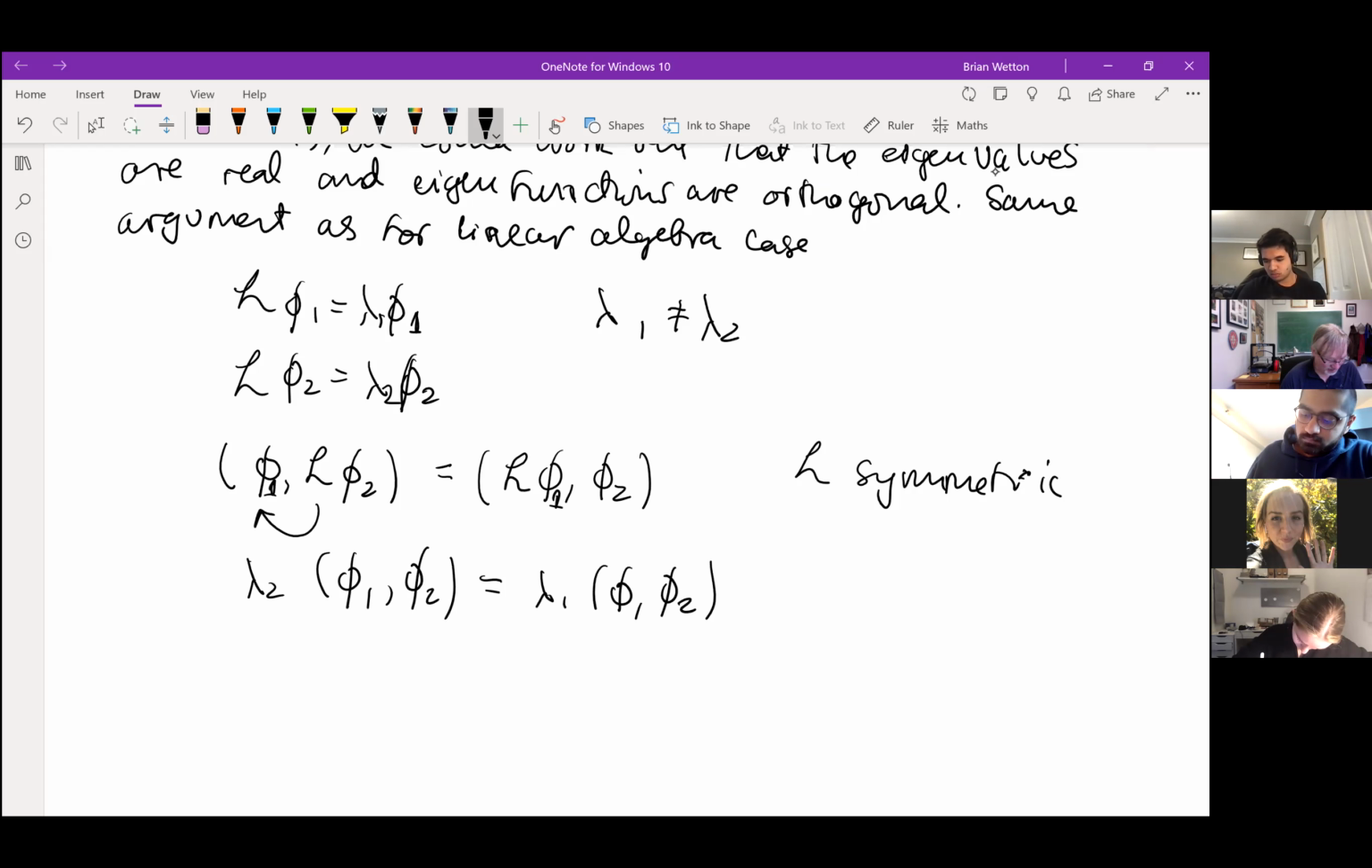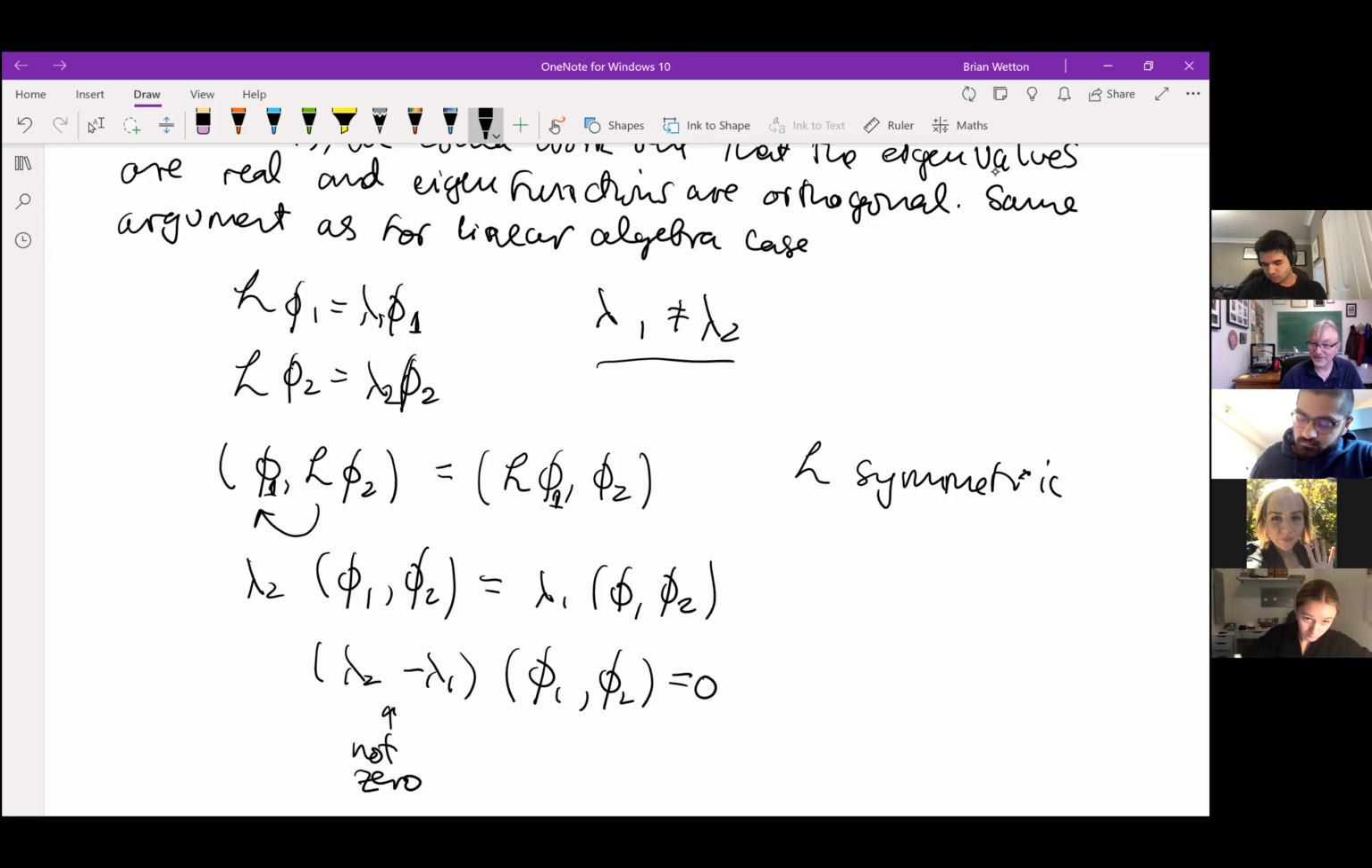And if I combine those two things, I get lambda2 minus lambda1 times the inner product of phi1 and phi2 is 0. Okay, this is not 0 because I said that I was looking at different eigenvalues. And so phi1 and phi2 are orthogonal.